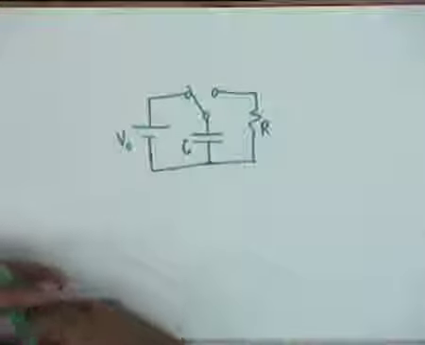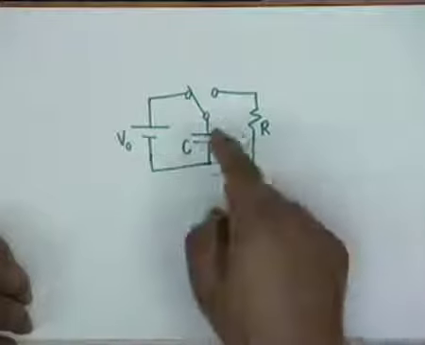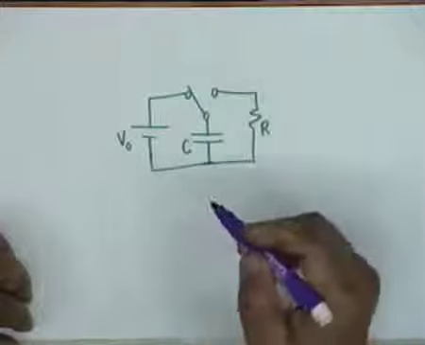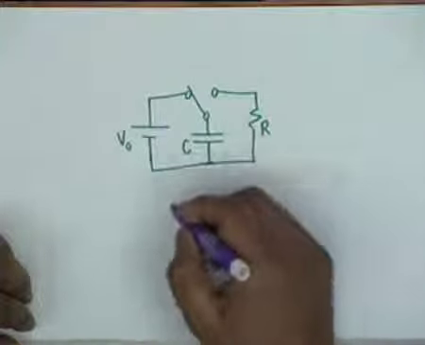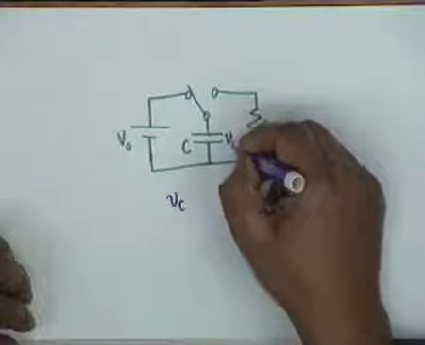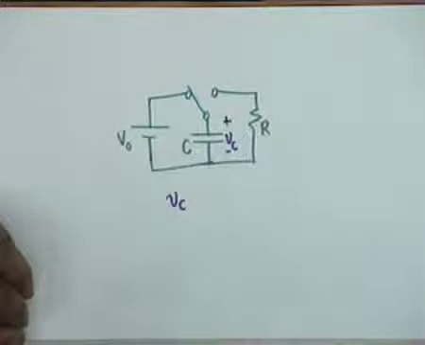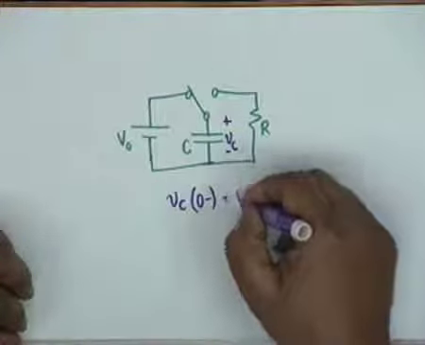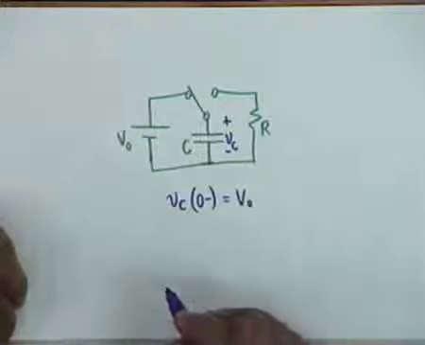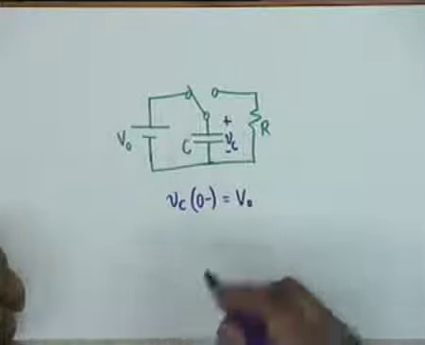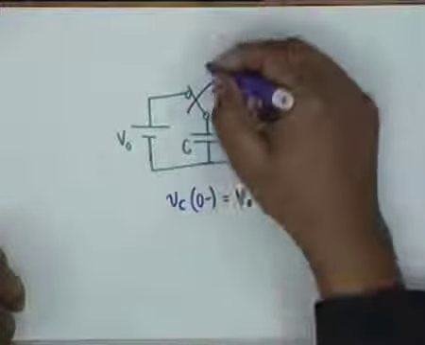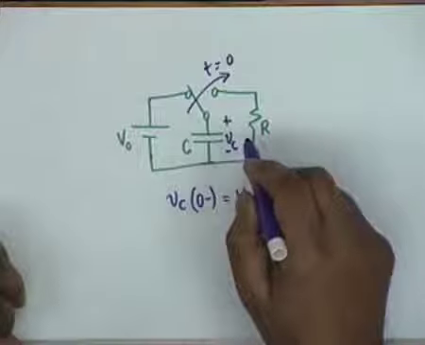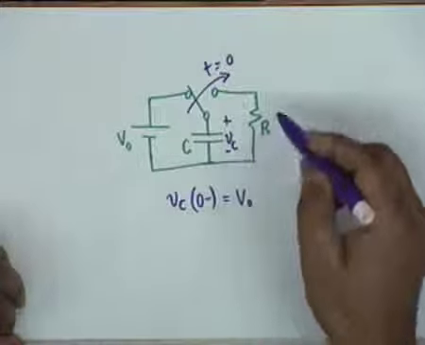This is the capacitor C, and then we know that if this switch is left in this position for a long time, then the capacitor voltage V sub C, if we call this V sub C with this polarity, the capacitor voltage V sub C at 0 minus shall be equal to V0. It will assume the voltage of the battery, and if this switch is thrown to the other position at t equal to 0, then the capacitor, which has stored energy, will now try to send a current through R.